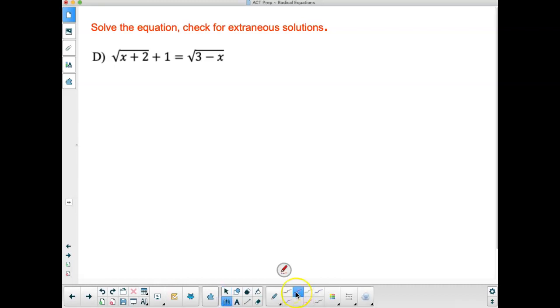So first thing I'm going to do is square both sides. Well, this is kind of tricky here. This is going to give me the square root of x plus 2 plus 1 times the square root of x plus 2 plus 1. That equals 3 minus x.